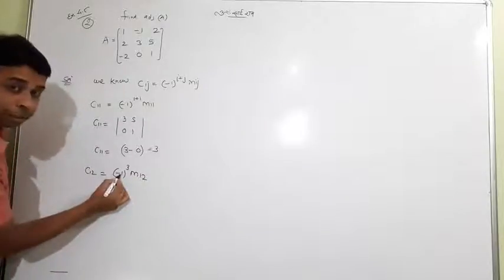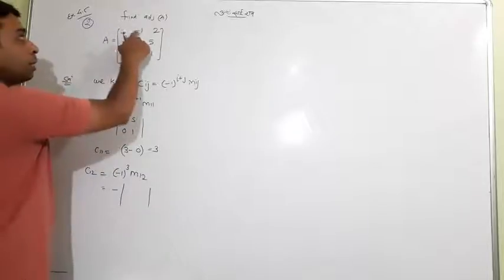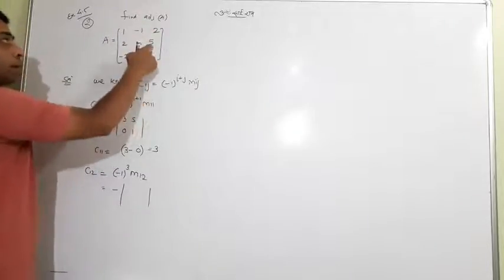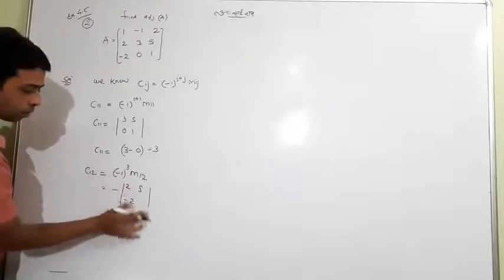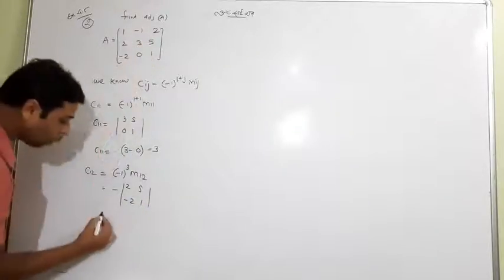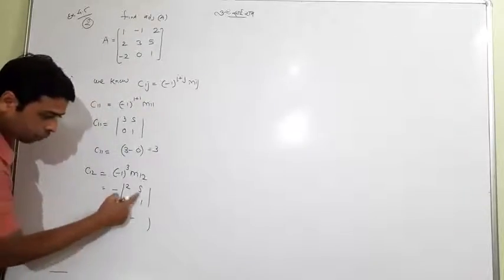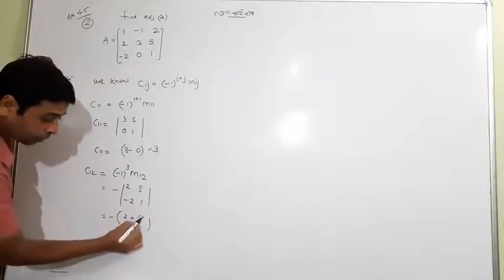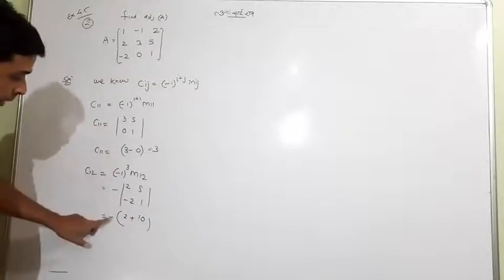When you open it, minus 1 to the power 3, it is minus actually. And M12 is very simple now. These two will drop: 2, 5, minus 2, 1 will be here. When you talk about that expansion, 2 ones are 2, minus 5 to the minus, minus plus 10. So the final focus is, this was plus, this is minus.